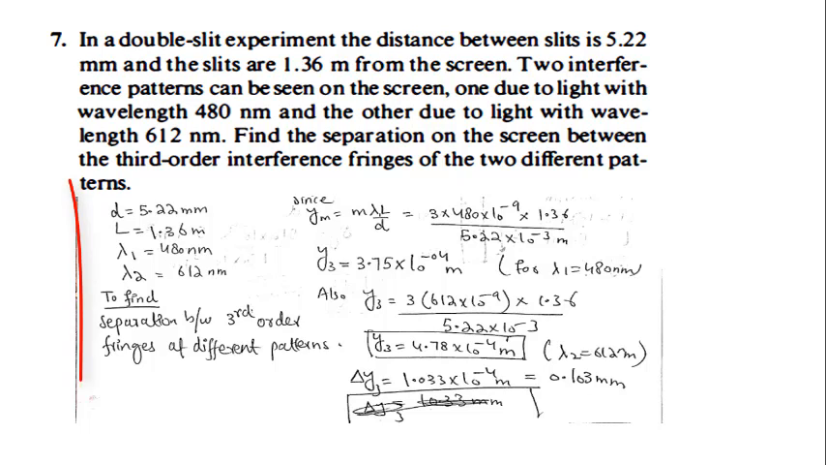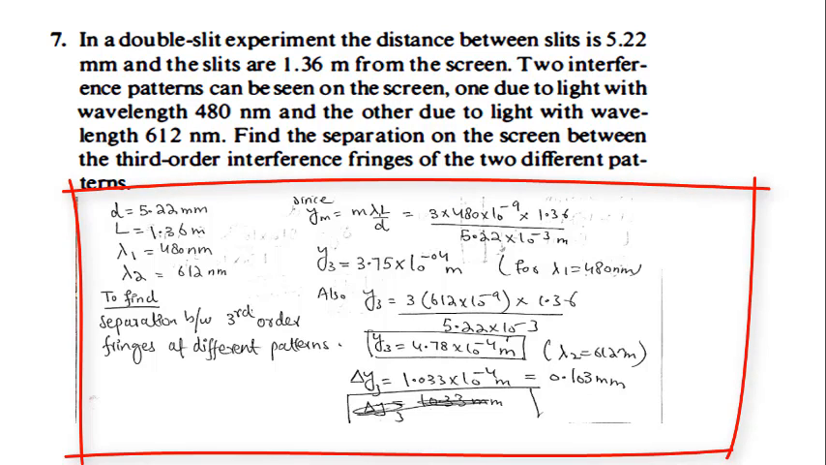So this is the data that is given. D is given, L is given, lambda 1 and lambda 2 are given, and we are asked to find the separation between third order fringes of different patterns. Since you know that to find the position of any fringe, you have this relation, that is y_m is equal to m lambda L by D. So for the first wavelength, lambda 1, I can find this. So this gives me y3 is equal to 3.75 into 10 raised to power minus 4 meter.